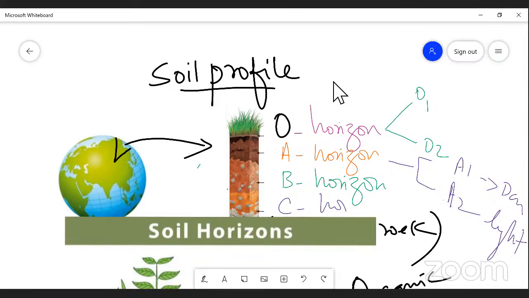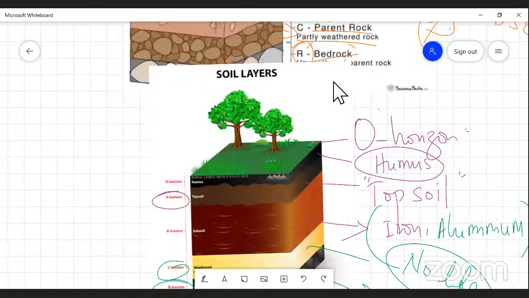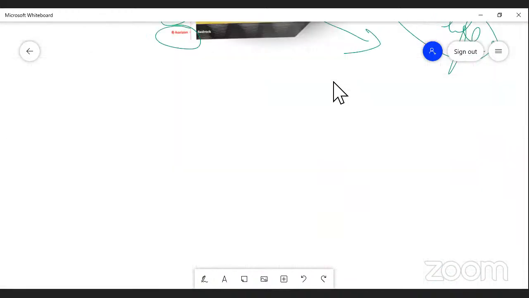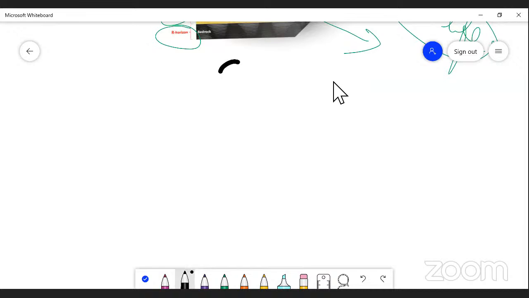So next we pass on to another topic, that is soil particle. As I said, soil particles are of several types. The soil can be classified into the following types based on the size of the soil particle.